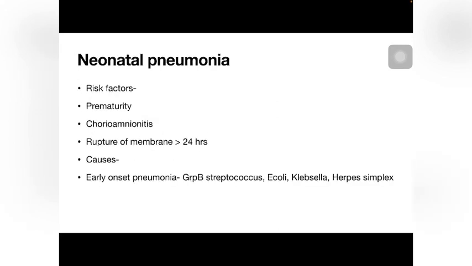Neonatal pneumonia. Risk factors include prematurity, chorioamnionitis, rupture of membrane more than 24 hours. The causes include Group B streptococcal infection, E. coli, Klebsiella, or herpes simplex infection.